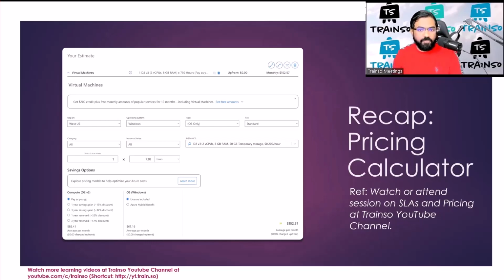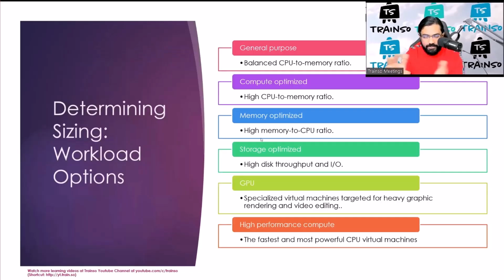For example, if you move from Windows to Linux, in most cases, your pricing comes down drastically. And if you use Azure hybrid benefit, it comes down. If you use reservations, it comes down. You can just play around and see what would be my average expense, and then you can take a final call. You can watch or attend the session on SLAs and pricing at the Trainso YouTube channel if you want to learn more about the pricing from an Azure Fundamentals perspective.